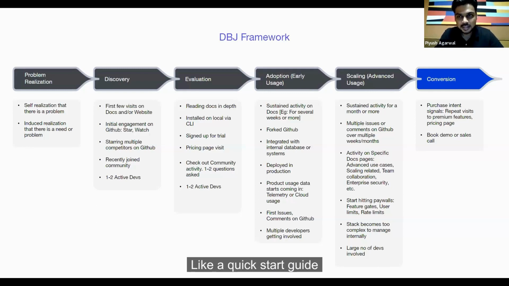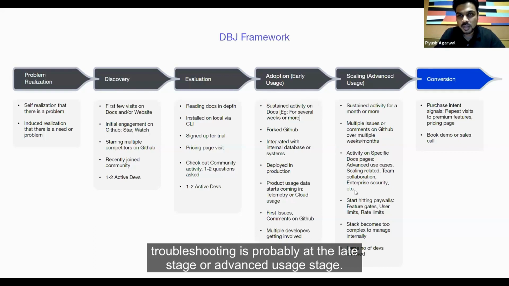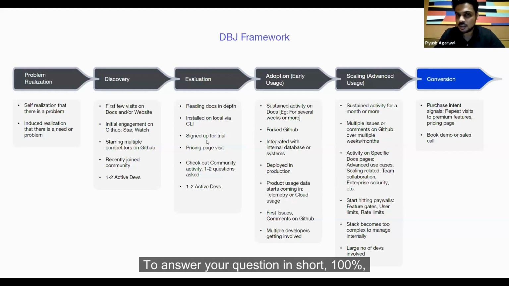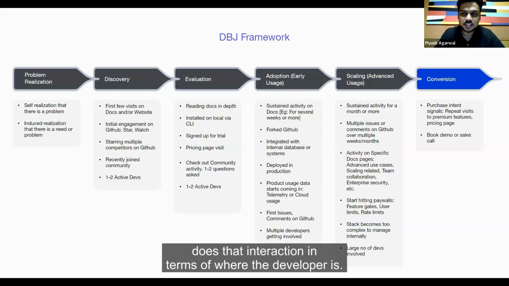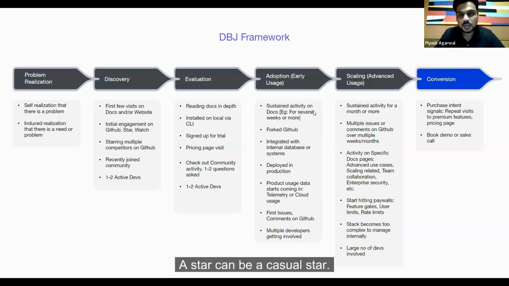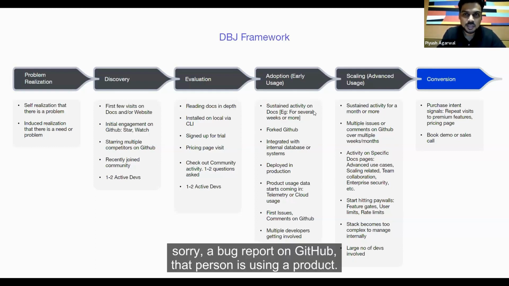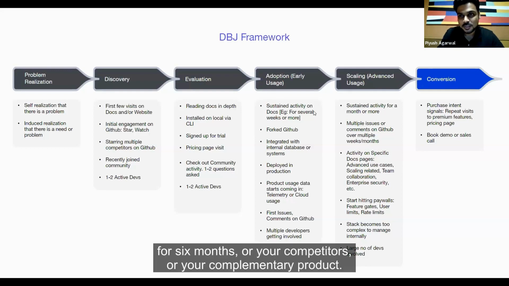A quick start guide is probably at the evaluation or the early adoption stage, versus scaling and troubleshooting, which is probably at the late stage or advanced usage stage. So to answer your question in short, 100%, it is about weighing each interaction, but it's also about understanding what that interaction means in terms of where the developer is. A GitHub star and an issue are very different things. A star can be a casual star. But if somebody's posting a bug report on GitHub, that person is using a product. And if they've been reporting bugs for the last 6 months, they've been using a product for at least 6 months, or your competitors' or your complementary product.